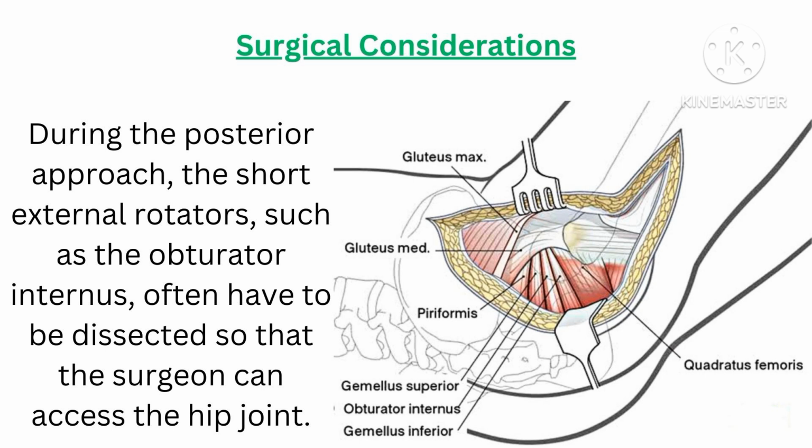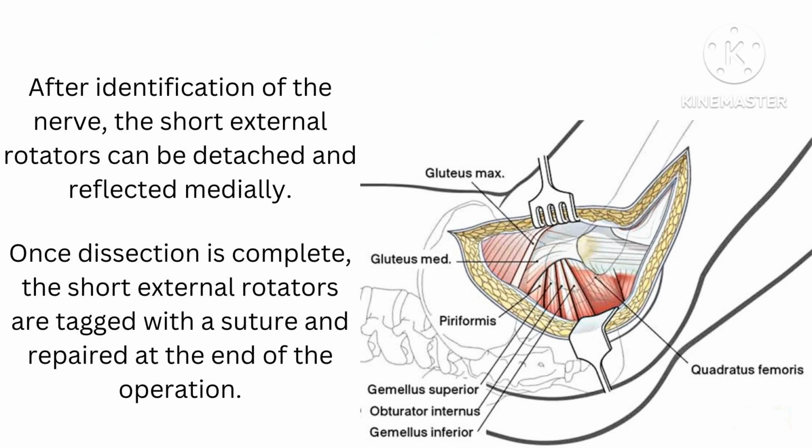Before dissection occurs, the sciatic nerve should be identified since it is in close proximity to the short external rotators. The piriformis muscle is used most reliably to locate the sciatic nerve since it typically exits near the inferior edge of the piriformis muscle belly. After identification of the nerve, the short external rotators can be detached and reflected medially. Medial reflection protects the sciatic nerve from injury during the operation.